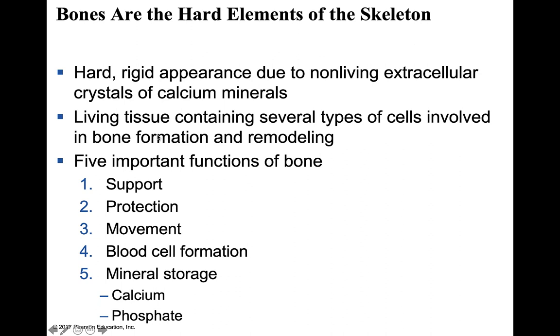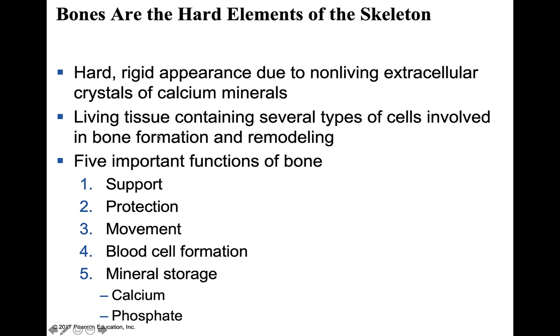Now, when we look at bone overall, it's a combination of non-living and living tissue. So that is really important for us to remember. The hard, rigid appearance is the non-living extracellular component, and it's made mostly of calcium and phosphorus. Now, the living tissue is made up of three different types of cells that we'll introduce a little bit later, and those cells play a primary role in the formation of bone and remodeling. Remember, I introduced the term plastic, indicating that bone is going to respond to external forces.